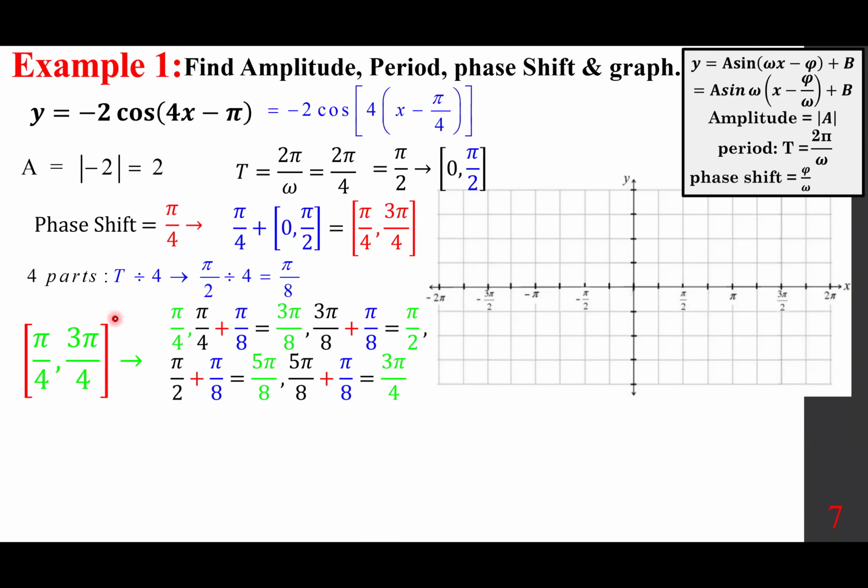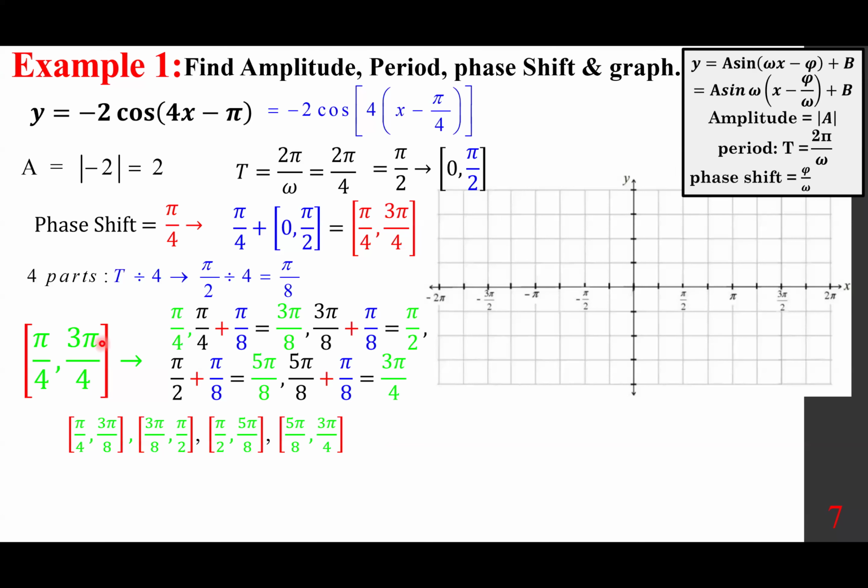So let me quickly recap. We are adding pi over 8 to this number. We get 3 pi over 8, and we keep on adding pi over 8. It gives us these 4 subintervals. So from pi over 4 to 3 pi over 8, from 3 pi over 8 to pi over 2, pi over 2 to 5 pi over 8, 5 pi over 8 to 3 pi over 4. Now we plug in the endpoints.